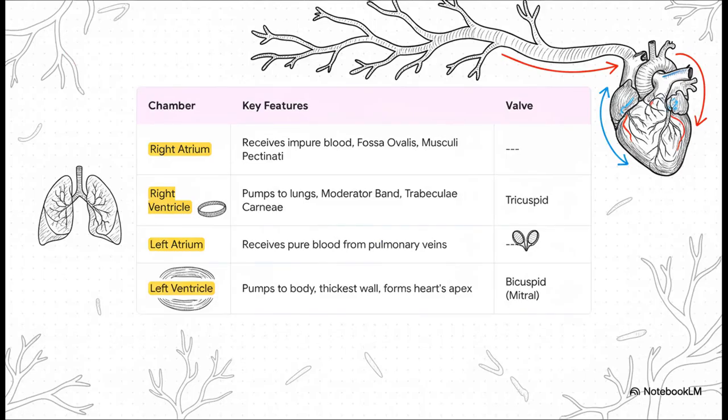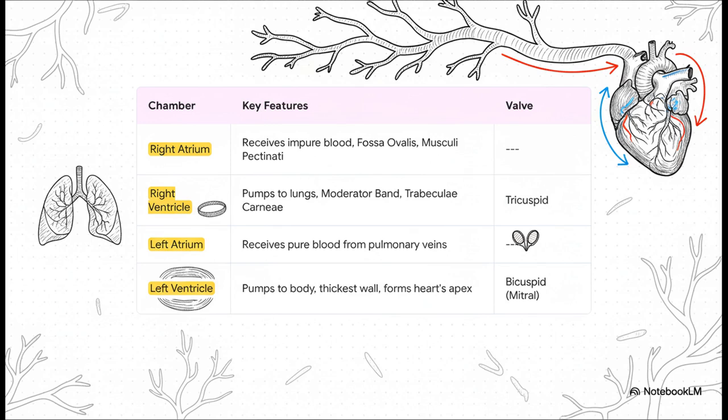Okay, this slide is a fantastic cheat sheet of the heart's anatomy, and it's just loaded with exam-worthy details. So let's follow the blood. Deoxygenated or impure blood comes into the right atrium. See that feature, the fossa ovalis? That's what's left over from a bypass we all had as a fetus. From there, blood goes through the tricuspid valve into the right ventricle. Notice the moderator band here? That's a little muscle that keeps the ventricle from overfilling. Then the right ventricle pumps that blood out to the lungs.